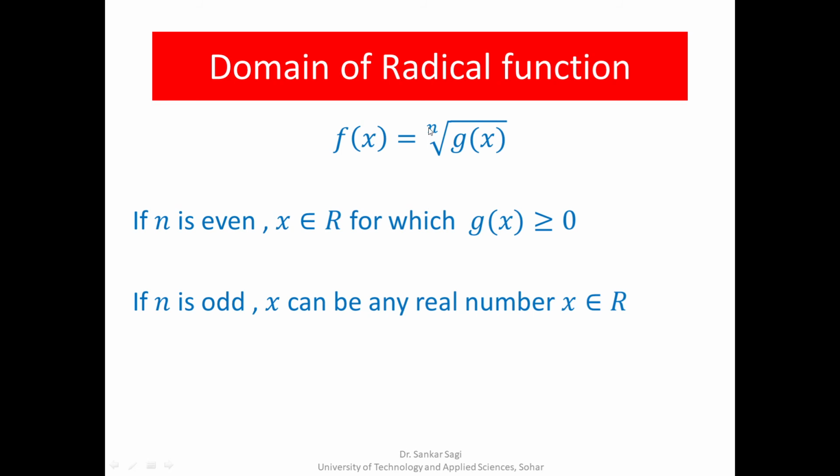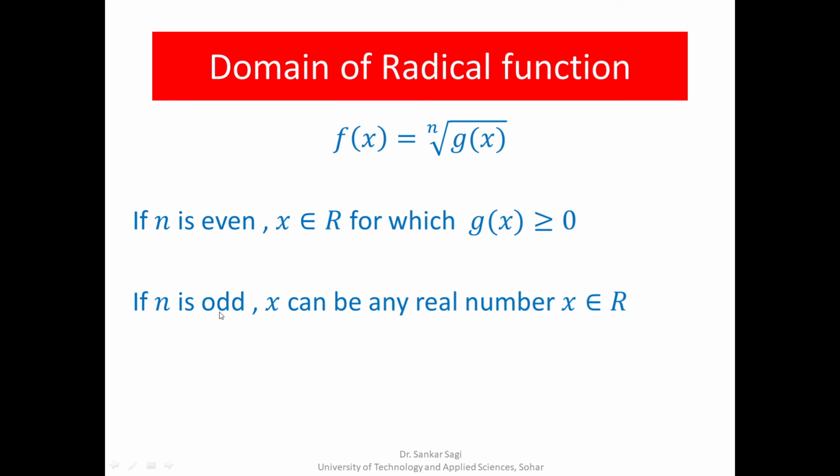Therefore, whenever n is an even number, g(x), the inside expression of the root, should always be 0 or greater than 0. That is non-negative. So you can write g(x) greater than or equal to 0. That is, the inside of the nth root is always non-negative. That is when n is even.